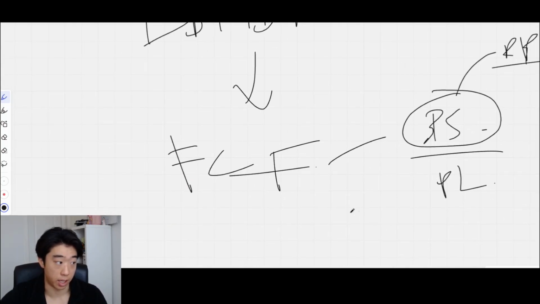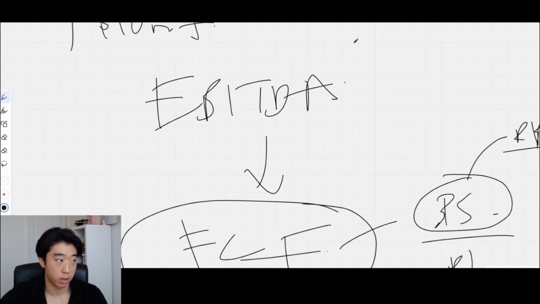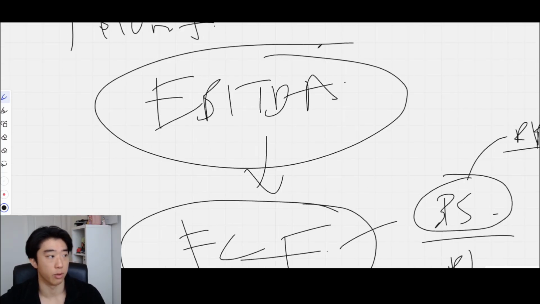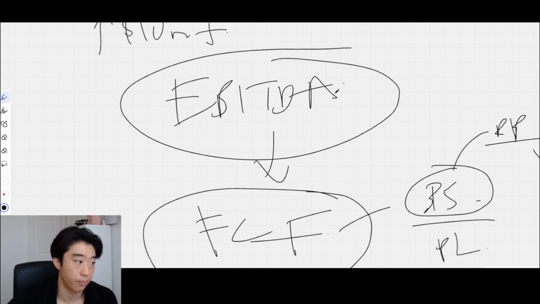And ultimately, this is the key thing we're looking for. These two things are the key things we're looking for: EBITDA and free cash flow.